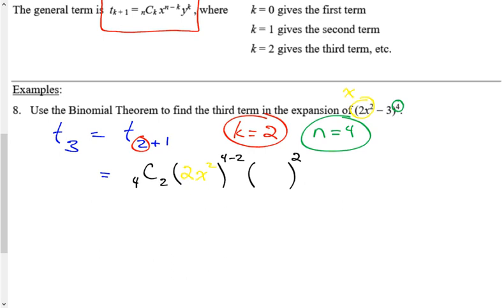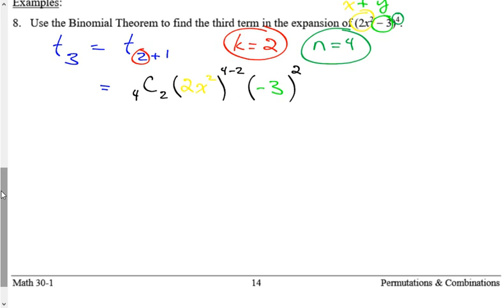And then similarly, that negative 3 will be my y value if I'm thinking x plus y. So I have the negative 3 in place of the y value. Krishna, earlier you asked, do we stick in the a's and the b's here? No, we can already do the substitution of what they're equivalent to in this expansion. So x gets replaced with 2x squared, y with a negative 3. That's good. And then we just simplify this.